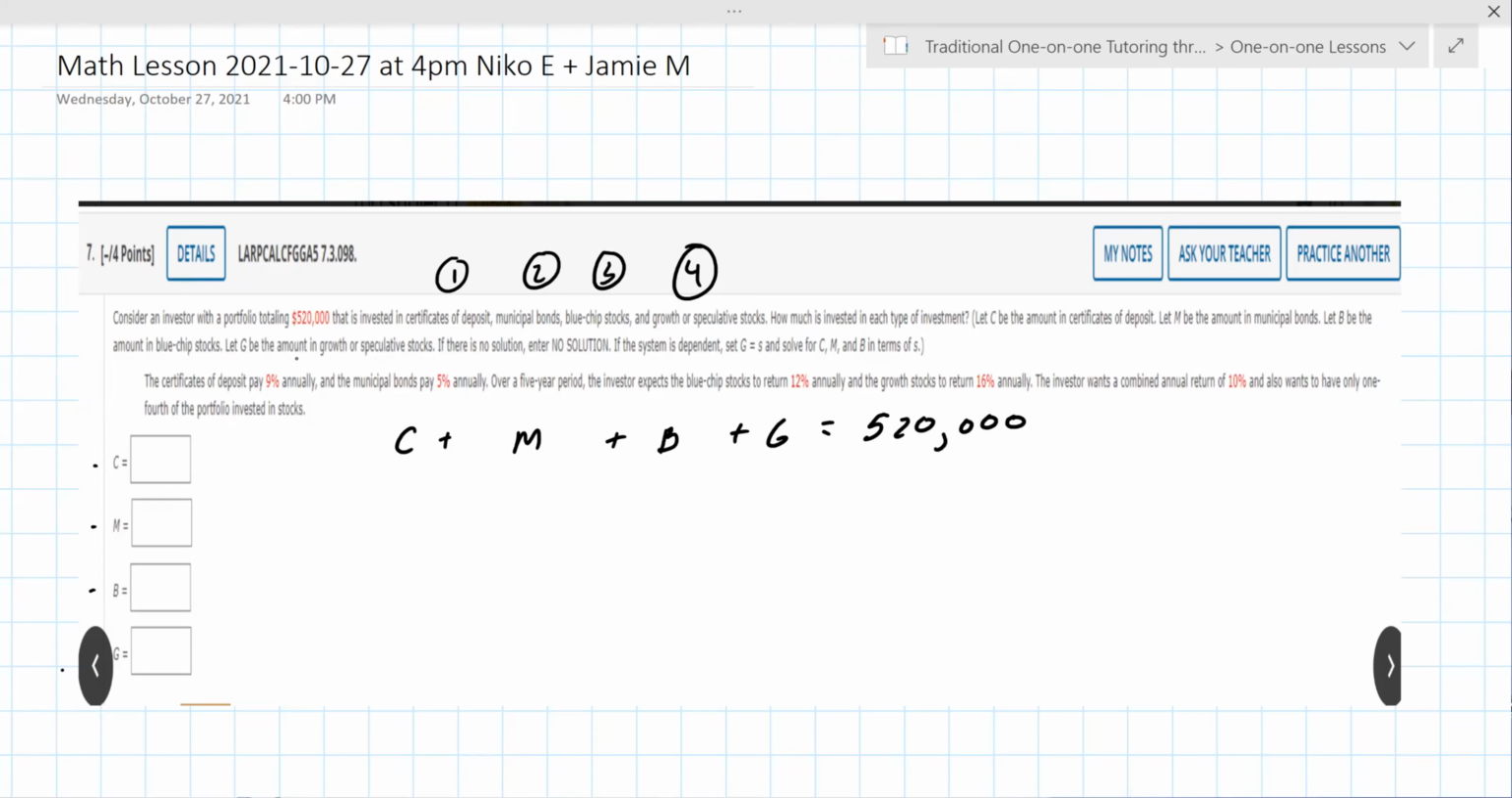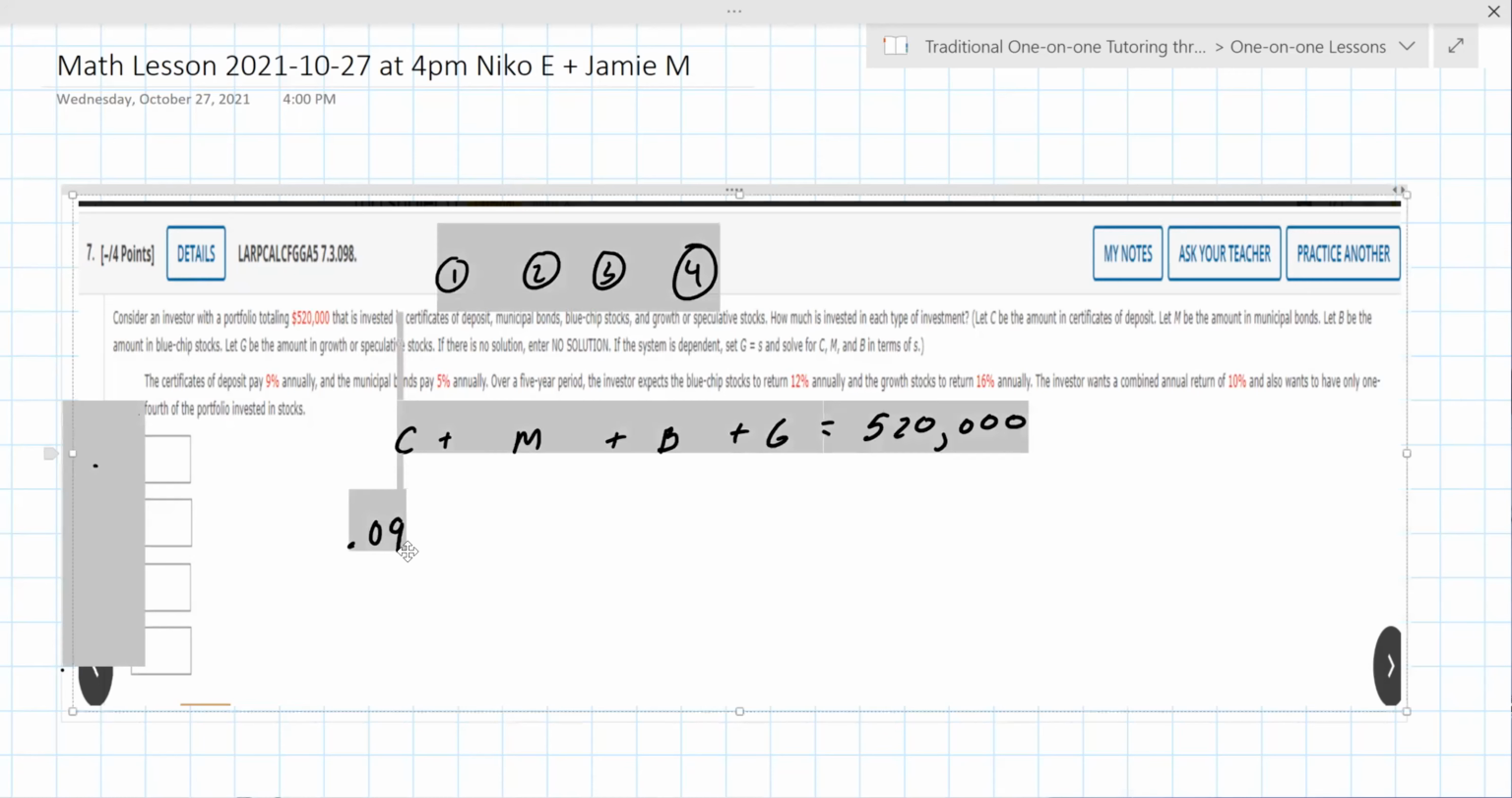Certificate deposits pay 5%, bonds pay 5%. Over a 5-year period, the investor expects the blue chips to return 12%, 6%. They want a combined annual return of 10%. Okay, so based on that last sentence, they're telling you, okay, 0.09. Oh, these are out of order. Oh, bless it. Okay. Let me see here.